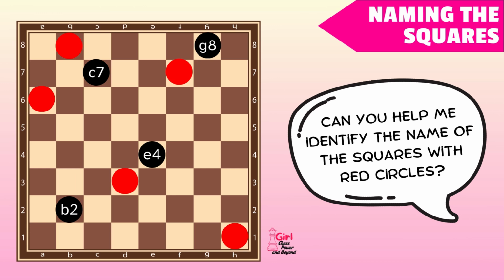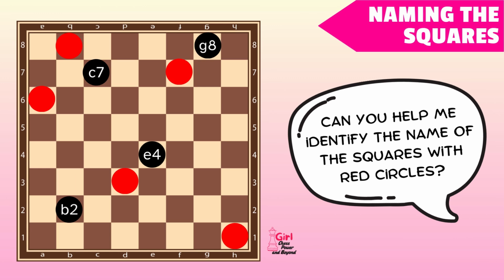Next one, we have E4. Again, look at the file. We have letter E, and then we have rank number 4. That's why we got E4. Last example, we have G8. Look at the file, letter G, and then we have the rank, which is number 8. Thus, we have G8.